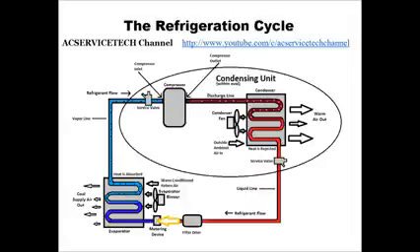The metering device allows for a pressure change. You have high temperature, high pressure liquid refrigerant coming into the metering device, and it turns it into a low pressure, and then it automatically makes it a low temperature as well. If you decrease temperature, then pressure will decrease. If you decrease pressure, then temperature will decrease.